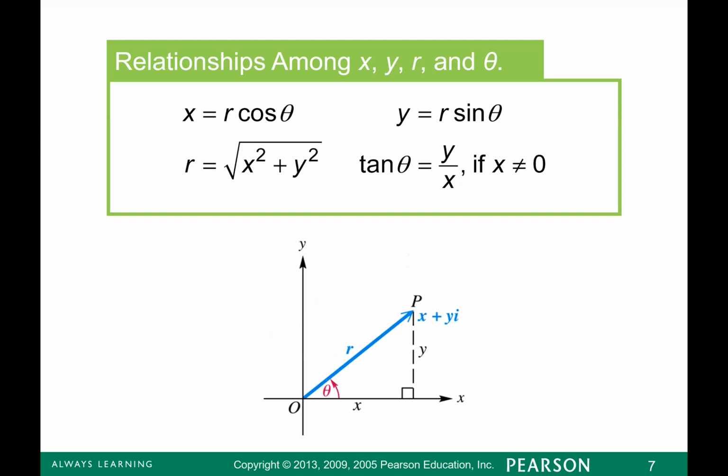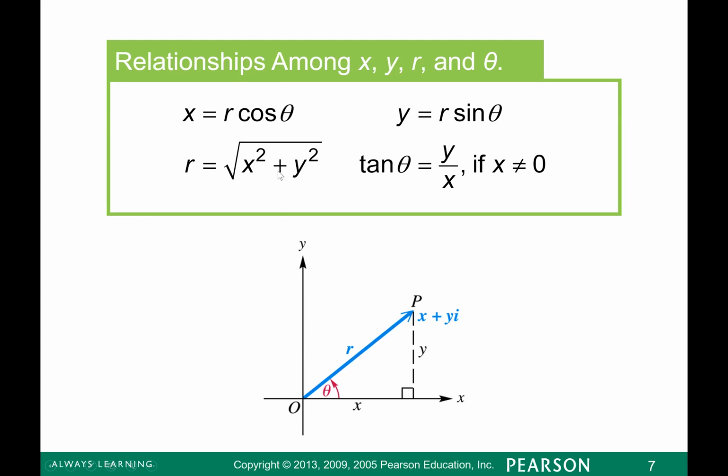Okay, some relationships among x, y, r, and theta is that x equals r cosine of theta. And you maybe remember that from about chapter 4 or 5. We had defined the cosine as being x over r. So we just multiplied both sides by r. So you need to associate x with cosine and y with sine. You just have to take the radius times that. If you draw a picture, it's really easy to come up with these two.